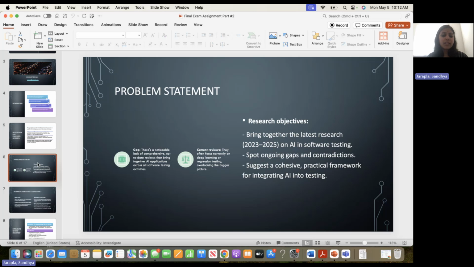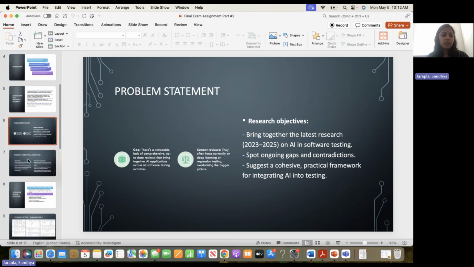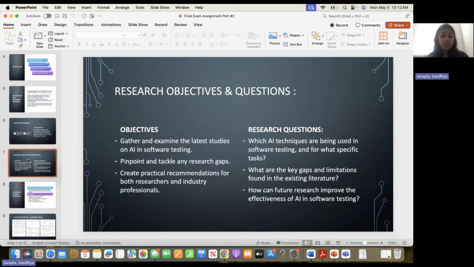And coming to the problem statement, the core problem is that AI has potential in testing, but current applications are fragmented, with inconsistent findings and limited guidance on best practices. There's a lack of focus on scalability and explainability, which are critical for adoption. And moving on to the next slide, I'll be discussing the research objectives.